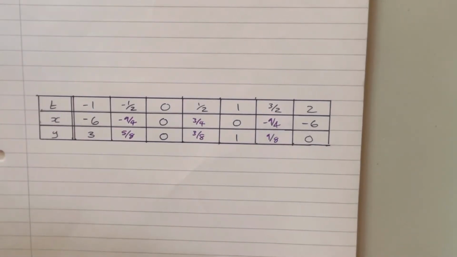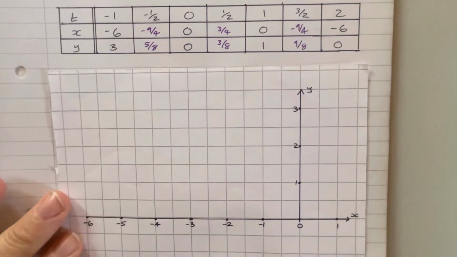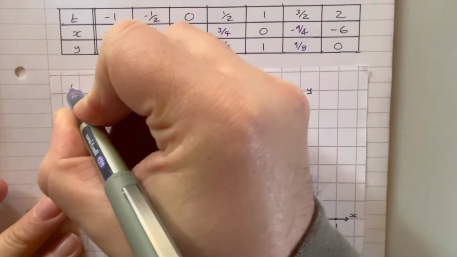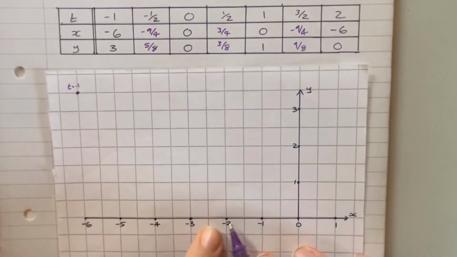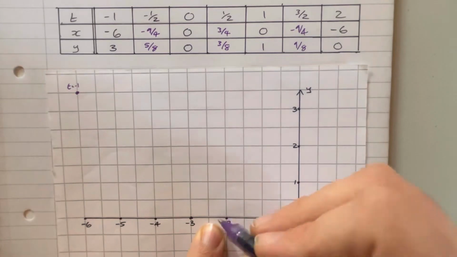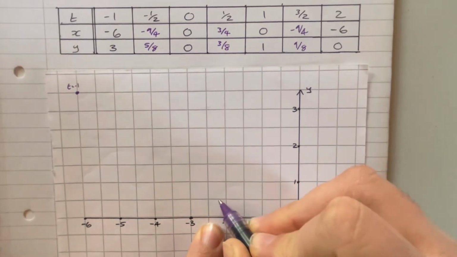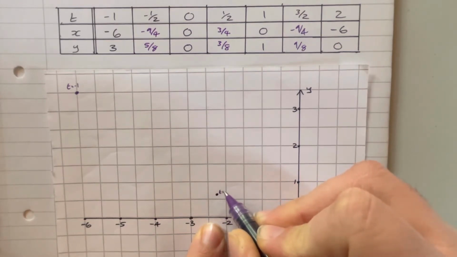So if we grab another piece of graph paper, which I appear to have lost. There it is. I can plot these points on here as well. So at t is -1, I'm here. When t is -1/2, I'm at -9/4 in the x, which is here. And I'm at 5/8 in the y. So that's about here. That's a half. So 5/8 is a little bit bigger than a half, so about here. So that's t is -1/2.